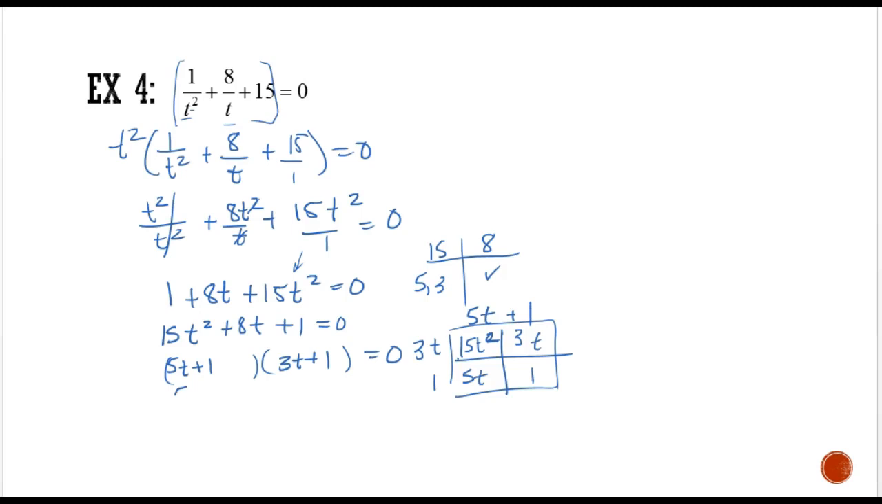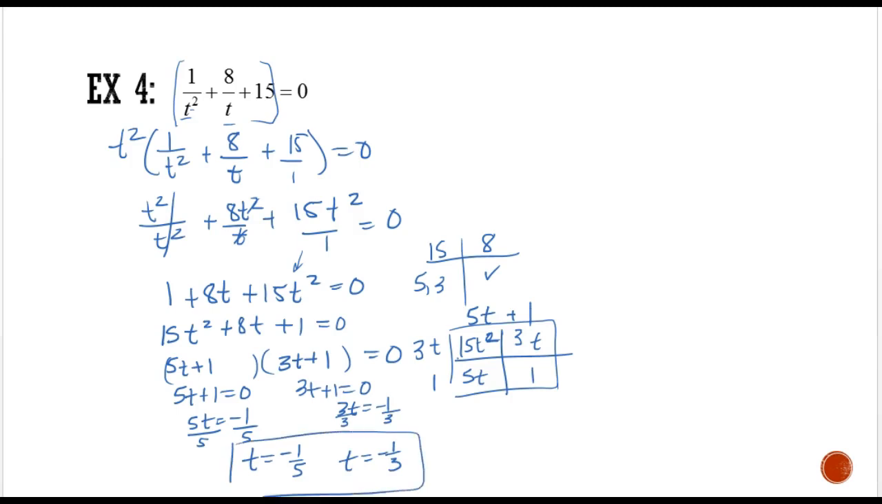And then I set each factor, like I've always done, equal to 0 and solve it. So 5t equals negative 1, so t equals negative 1/5. 3t plus 1 equals 0, 3t equals negative 1, and t equals negative 1/3. All right, there it is. There are your two solutions.